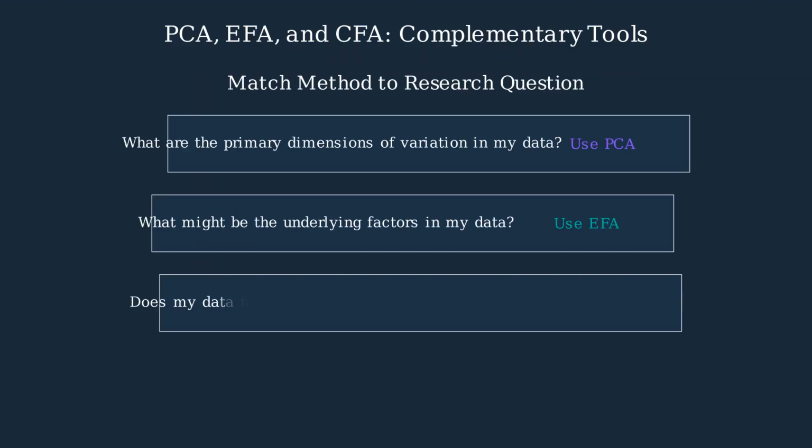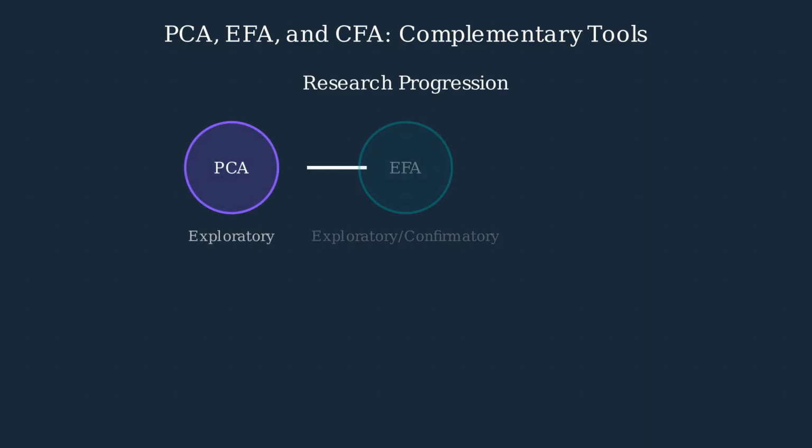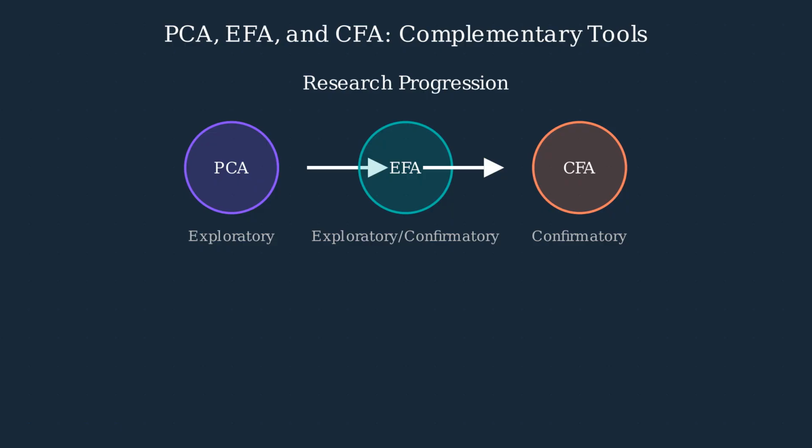Each method answers a different research question. PCA helps identify primary dimensions of variation. EFA discovers potential underlying factors when your theoretical foundation is limited. CFA tests whether your data fits a specific measurement model based on theory. These methods often represent a progression in research. You might start with PCA for purely exploratory data reduction, then move to EFA to uncover potential latent factors, and finally use CFA to test and confirm your measurement model.